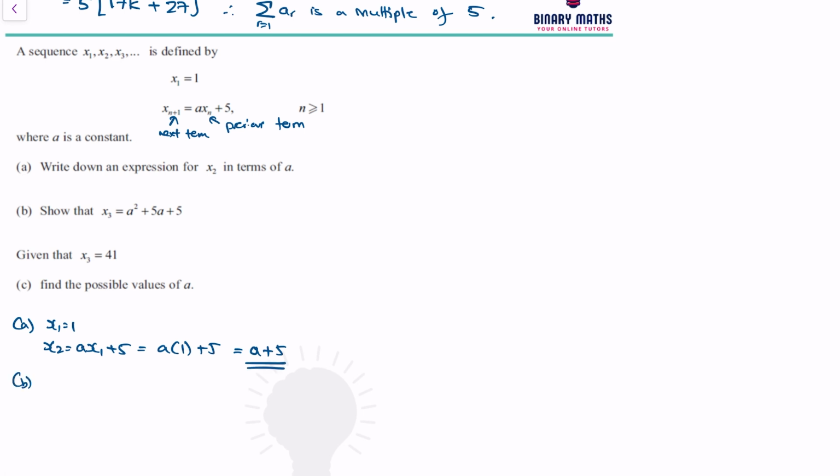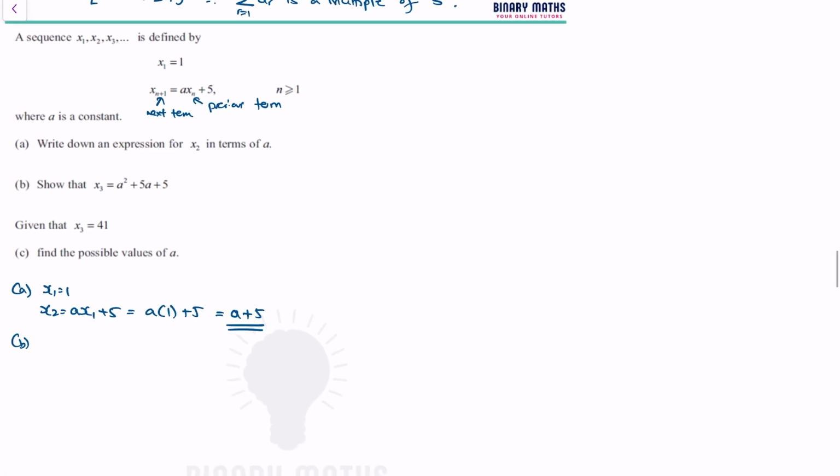Part B showed that x3 is equal to this. So x3, using the recurrence relation, is equal to a times the previous term, which is x2, plus 5, which is equal to a times a plus 5, plus 5, which is equal to a squared plus 5a plus 5.